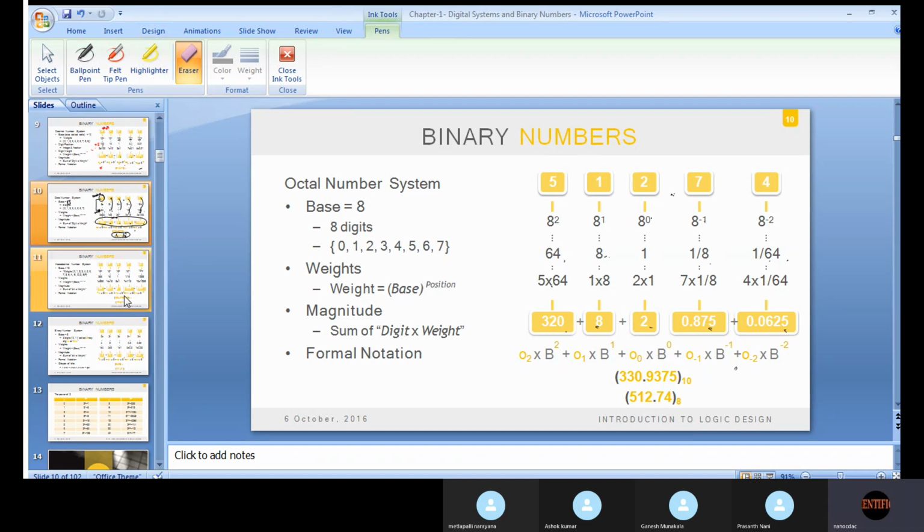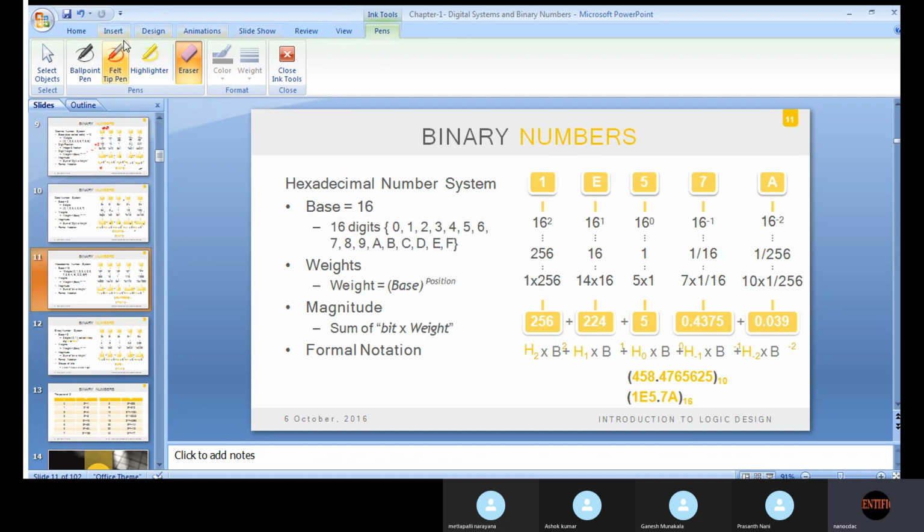Okay, next one is the hexadecimal number system. For the hexadecimal number system, base will be 16. Till 9 we are taking, and after 9, instead of 10, 11, we take A, B, C, D, E, F. Okay, so 16 means 0 to 15 we are taking. So from 10 we are representing with alphabets. A is representing 10, B is representing 11, 12, 13, 14, F is representing 15.